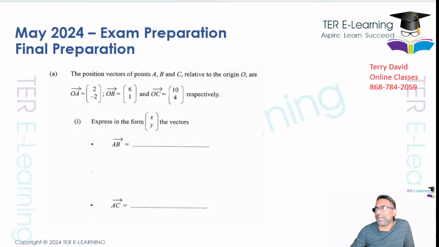All right, so last question here now. Question 10. So we know question 10 is based on vectors and matrices, right? So we have some vectors here, OA, OB, and OC.